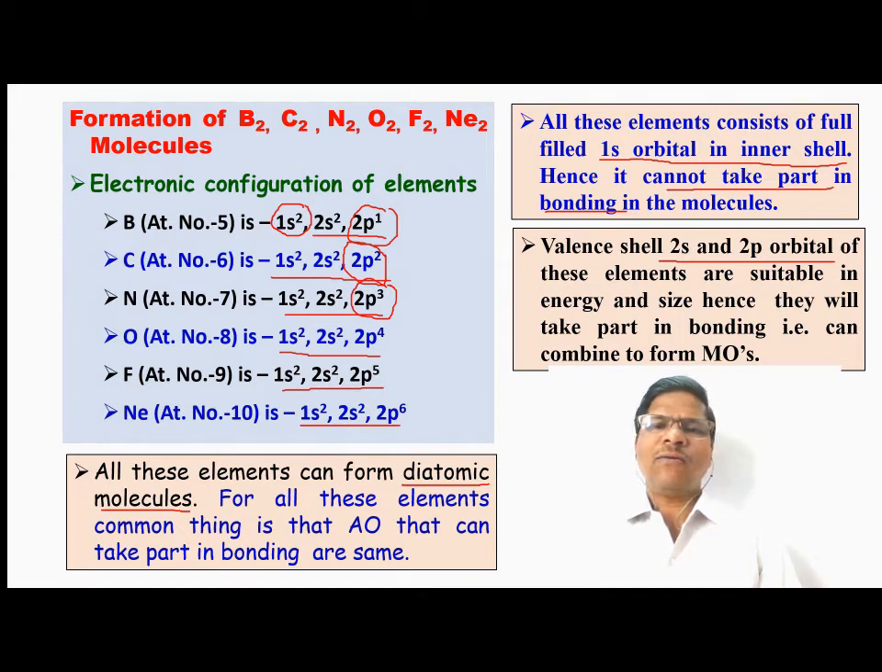So ultimately the valence shell 2s and 2p orbitals are there. They are oriented up to the periphery of the atom, and hence both of them have suitable energy and suitable size, and hence they can take part in bonding. So when we explain the B2, C2, N2, O2, F2 molecules, we have to remember that the 2s and 2p atomic orbitals in these elements are suitable for bonding and they can take part in the formation of the molecule.